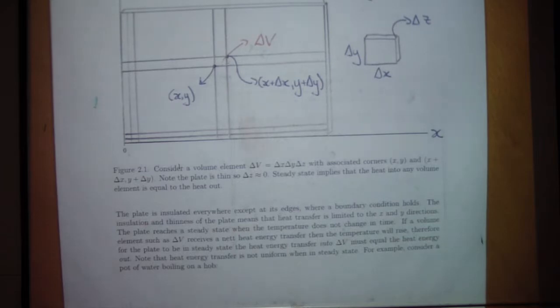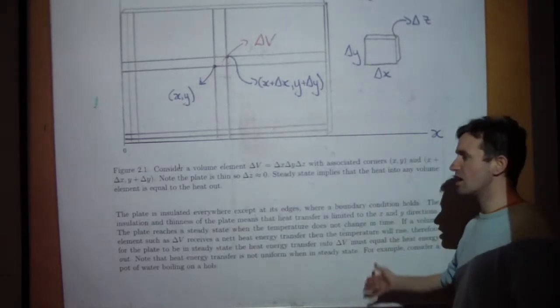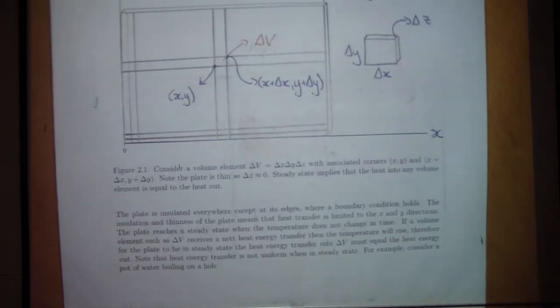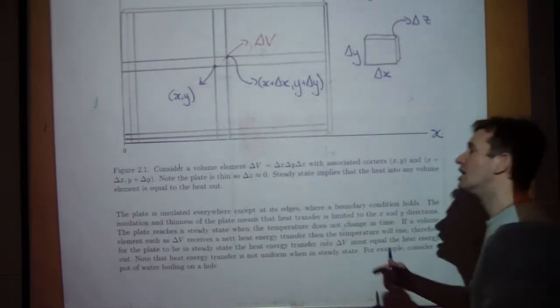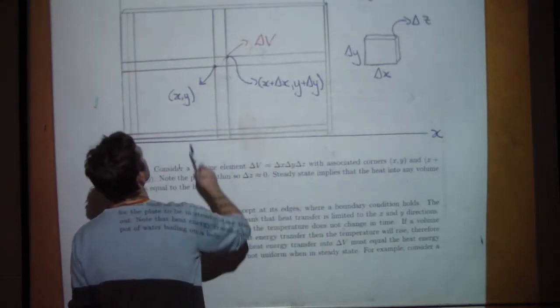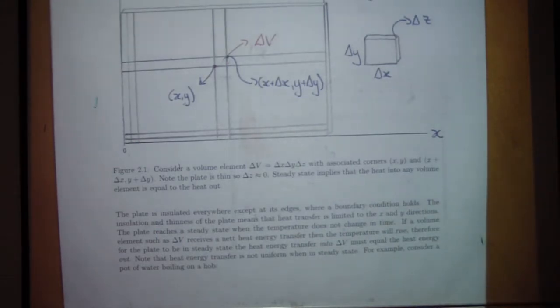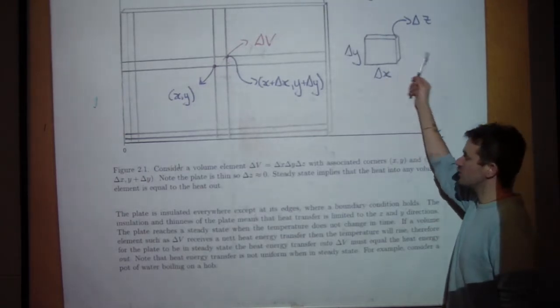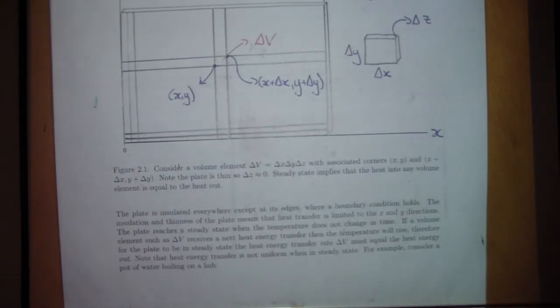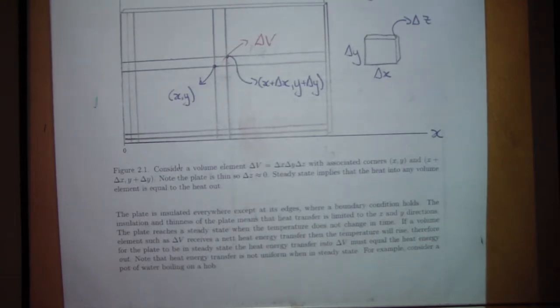Okay. So what have we got? The plate reaches a steady state when the temperature does not change in time. This is what steady state means. It doesn't mean that heat energy isn't flowing. There's still a flow of heat energy, but it's balanced. Let's say the heat energy in is equal to the heat energy out. The volume element, such as delta V, receives a net heat energy transfer. If more goes in than goes out, the temperature of that will rise. For the plate to be in steady state, the heat energy transfer into delta V must equal the heat energy transfer out. We've said all this. Note that the heat energy transfer is not uniform when in steady state. Okay, we'll describe what that's about.